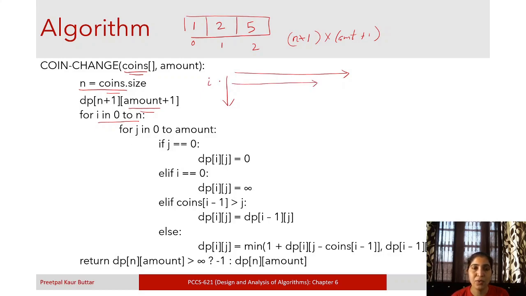First we solve for a particular coin for all the amounts, then we go to the next coin for all the amounts, and so on. And these are the base cases. If j is 0, that is, the amount we are trying to make is 0, then you do not need to solve any further subproblems. You can just set that column equal to 0.